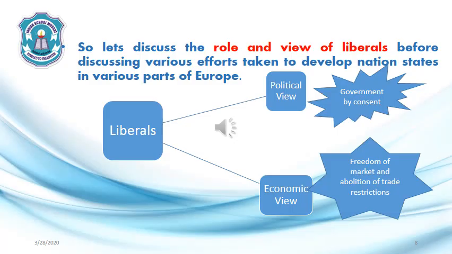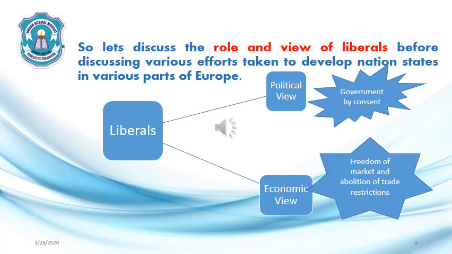Is that clear? So there were two views of liberals: politically, government by consent; economically, remove trade restrictions. Look at these two major ideas. These two major ideas actually laid the foundation for developing national sentiment. People thought, okay, we should have a government of our own. Yes, we should have less trade restrictions. So that brought people together.